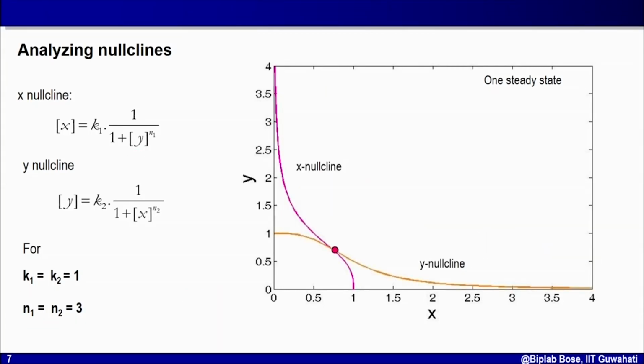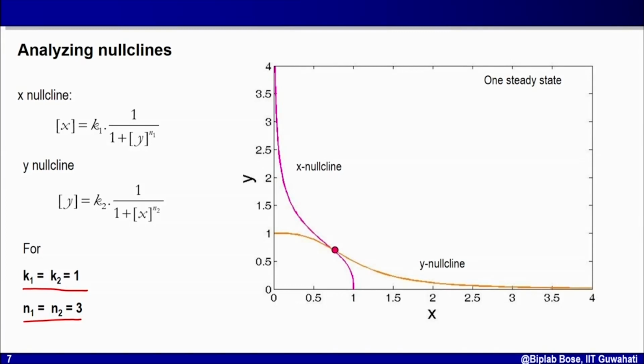Let us change the values further. Now I have kept n1, n2 equal to 3. That means I will get sigmoidal curves for the nullclines. But we have changed k1 and k2 to 1. That means the rate of production has been reduced. So when you change the rate of production of the system, what will happen? The intersection points with the horizontal and vertical axes will change. So now they are 1, not 3 anymore. But the y nullcline is still a sigmoidal one, a negative sigmoid, and the x nullcline is also an inverse sigmoid.